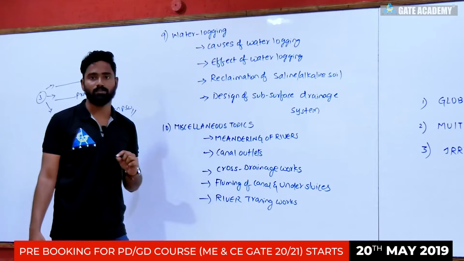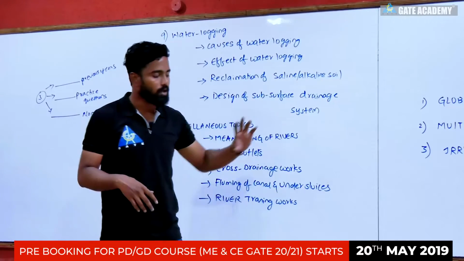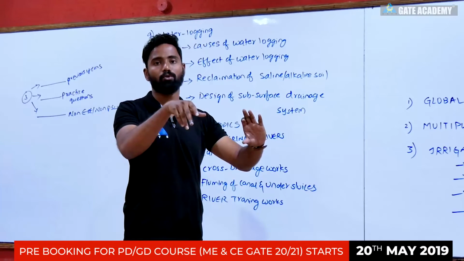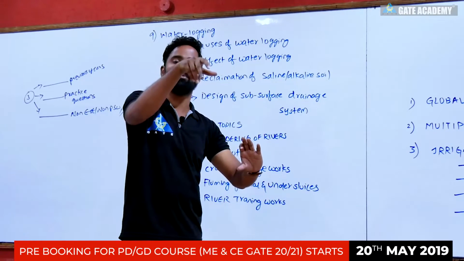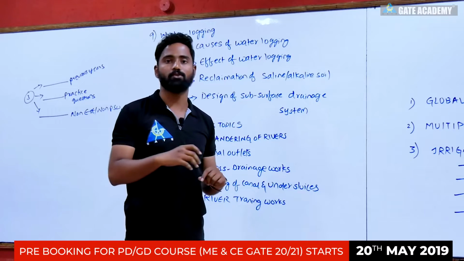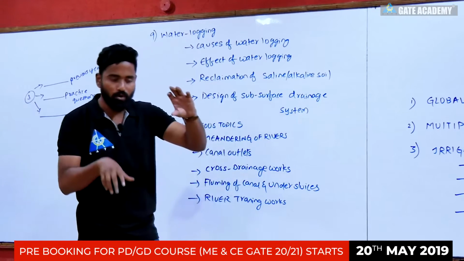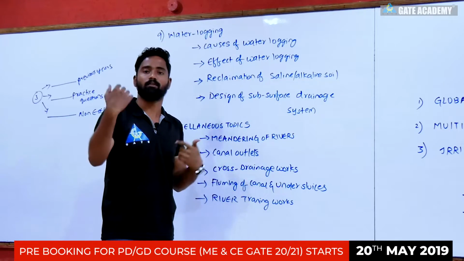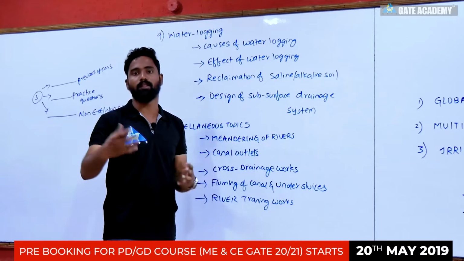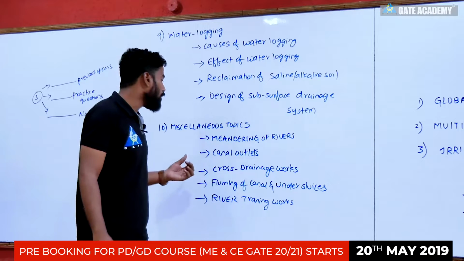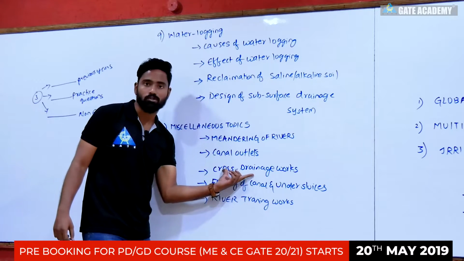Next, cross drainage works. Cross drainage works means what? A river is flowing, a canal is flowing. Now how are you going to overcome this? If the canal is moving above, then you will construct an aqueduct, that is a cross drainage work. And if the canal is moving below the river, you will provide a super passage, and there will be siphon aqueduct, there will be siphon, there will be level crossings, there will be inlet and outlet structures. All those things will come in cross drainage works.